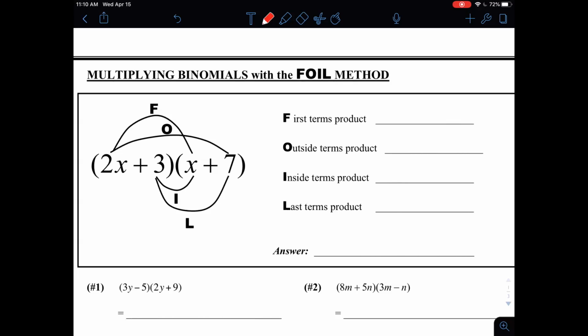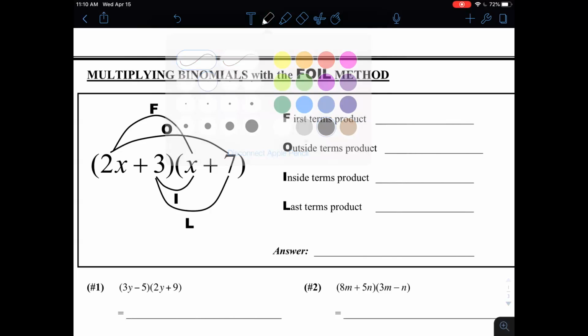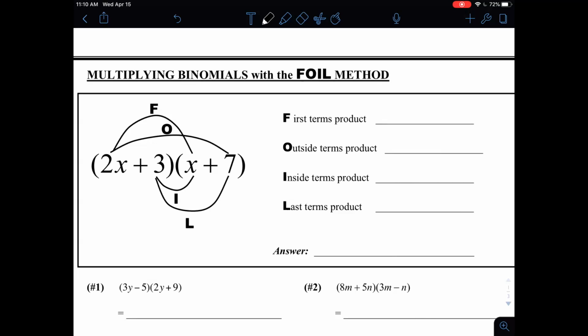So, FOIL is an acronym. What we're going to do, we're going to multiply, we're going to distribute on steroids here, okay? We're going to do firsts. I think it was actually black first. So what we're going to do, this F is we're going to do the first pair, or the first term times the first term. So this is going to be firsts.